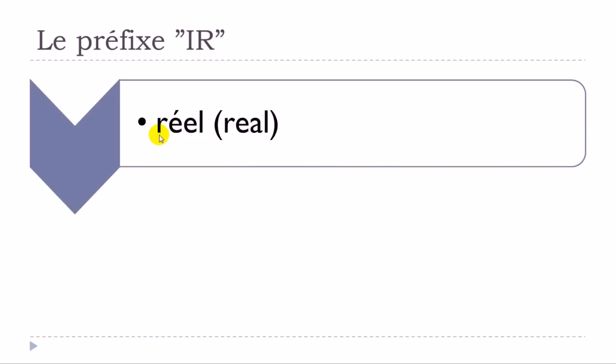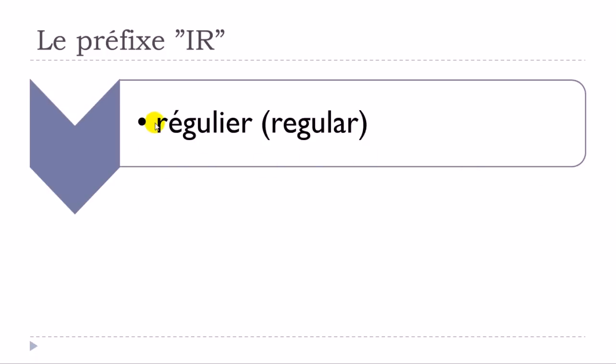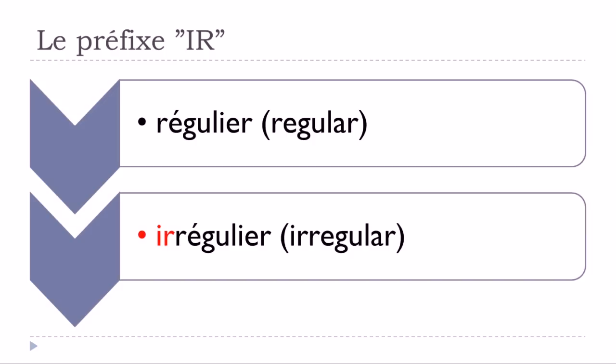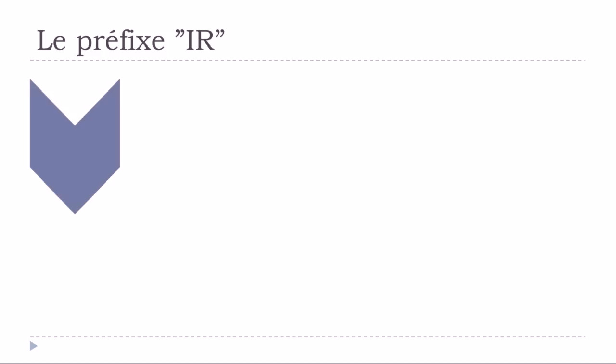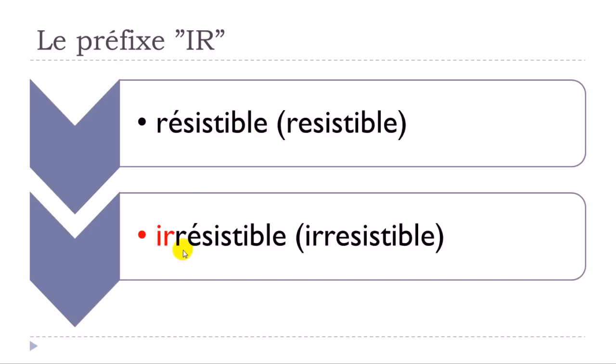Let's check three examples. The first one is réel. You just add this IR, and then put your réel again, and you get irréel. Réel, irréel. Régulier, remember, they start with R all the time. Exactly the same technique, IR, and after that you put it back: irrégulier. And the last one, résistible. Same way, IR, and you put it back: irrésistible.